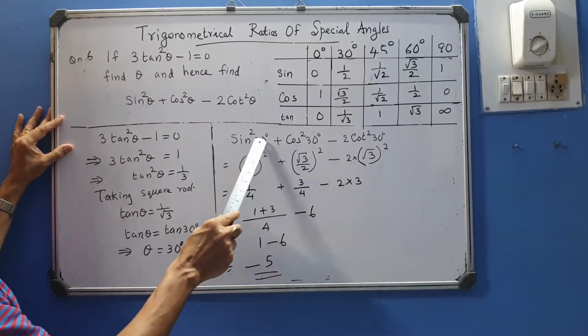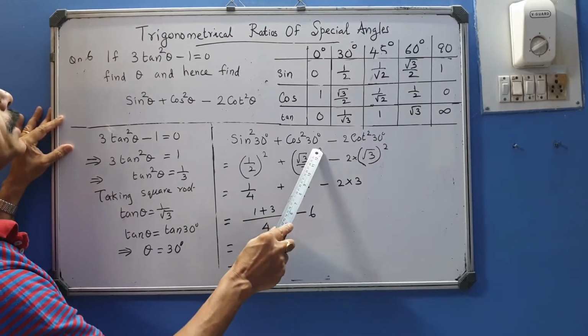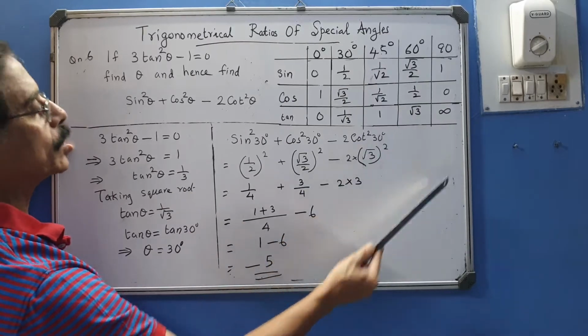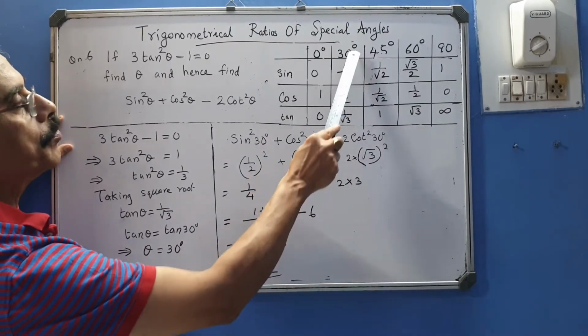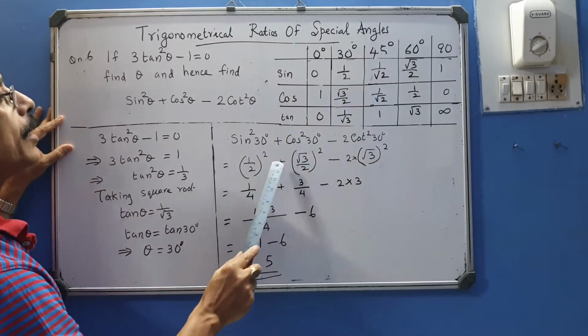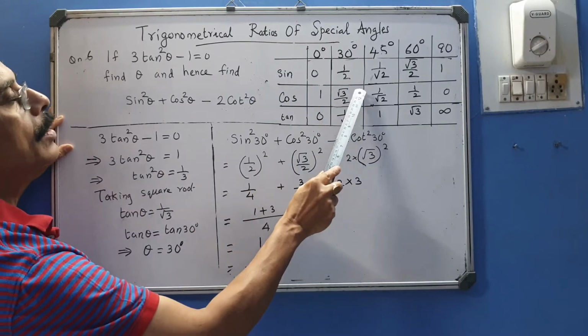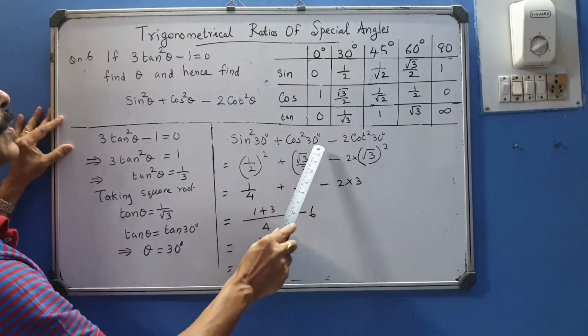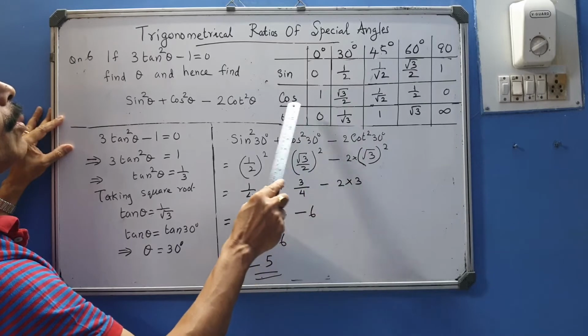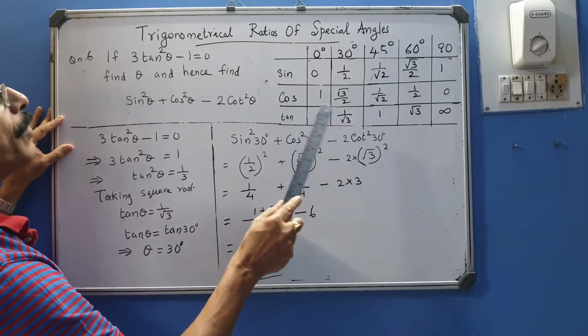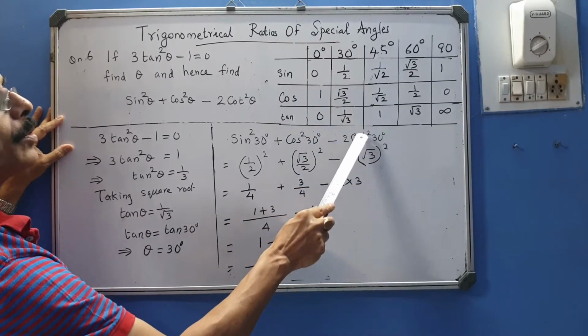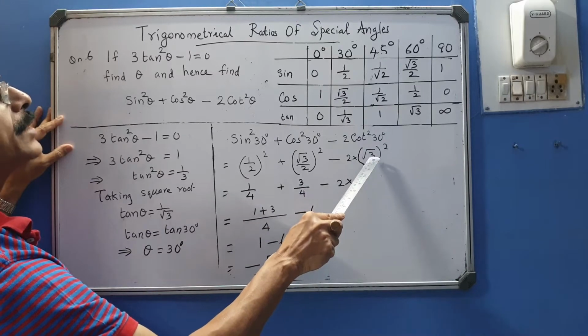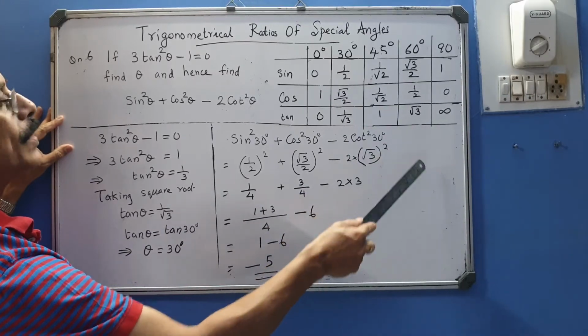So it becomes sin square 30 plus cos square 30 minus 2 cot square 30. What is sin 30? Half. So half square plus what is cos 30? Root 3 by 2. So root 3 by 2 the whole square minus 2 into cot 30, the reciprocal of tan 30. Tan 30 is 1 upon root 3. So the reciprocal of that is root 3 by 1, which is root 3, the whole square.